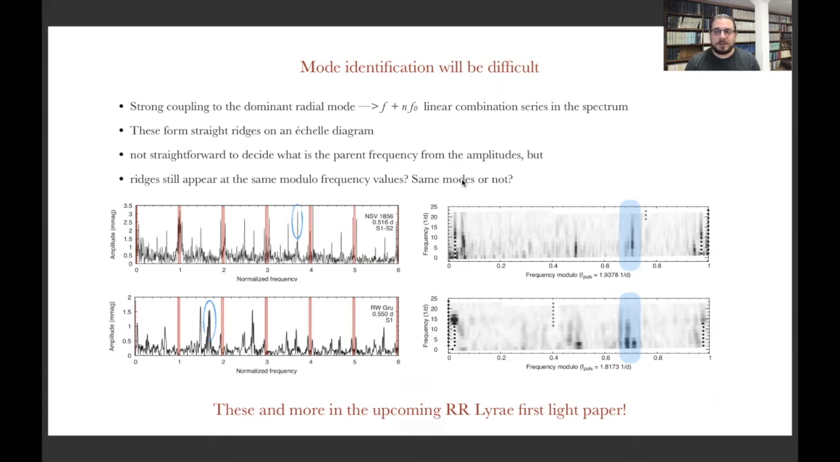And while these ridges form at very similar frequency modulus in several stars, the position of the strongest peak in this series may vary significantly. This makes it unclear if you observe the same modes in these stars or not. And this will be an important open question in our future research.